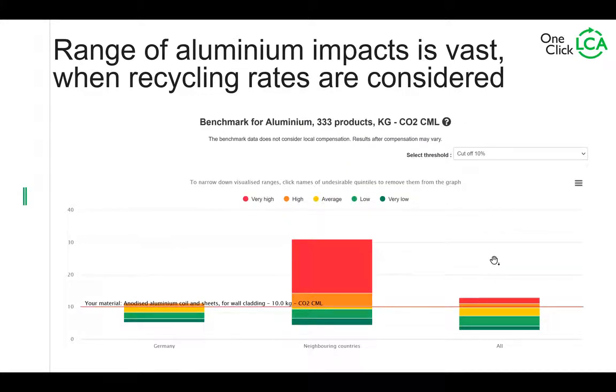But if you consider the recycled aluminum, it's not comparable at all in terms of emissions. Recycled aluminum is always far lower in terms of carbon impacts than primary aluminum, even if made with a low carbon process.